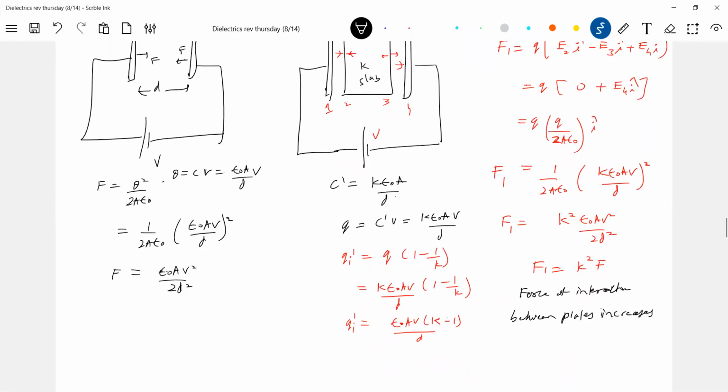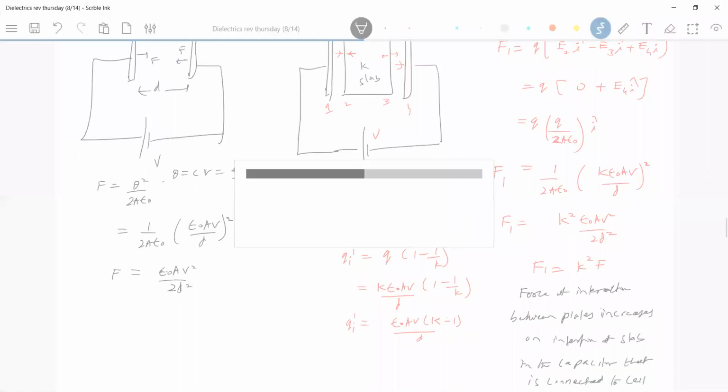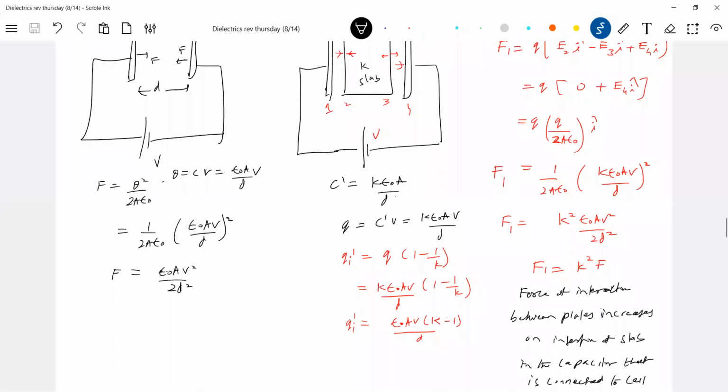Force of interaction between plates increases on insertion of slab in the capacitor that is connected to cell. Isolated charged capacitor, capacitor connected to cell, things are different. We can't generalize everything in this discussion. That's why the two cases, I think everywhere this happened. No? Isolated capacitor, connected.